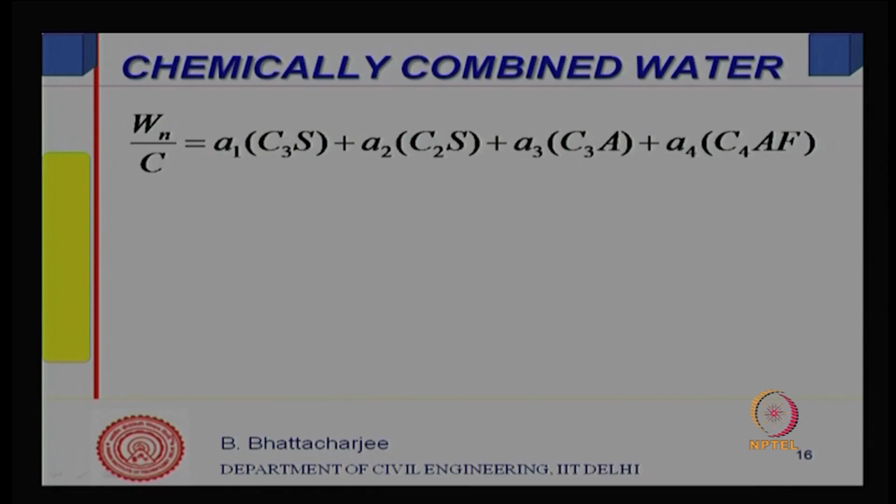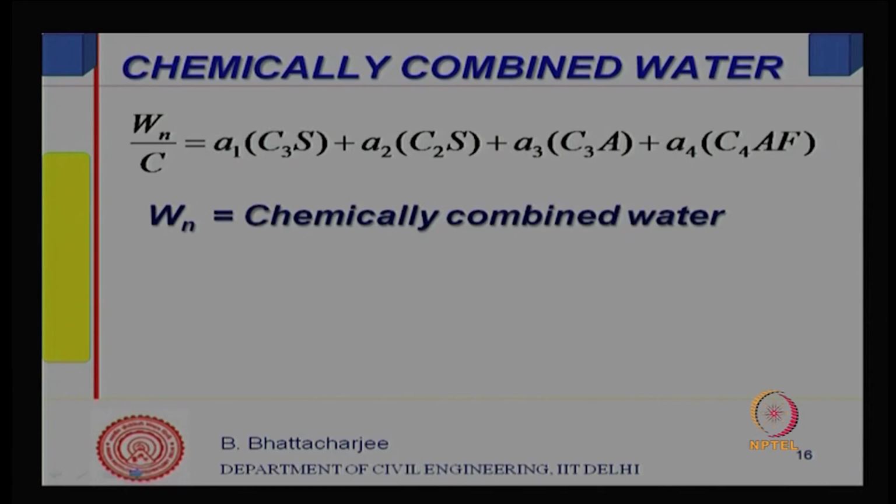Let us see how much is the chemically combined water. Now, to do that, people have done tests, experiments on individual compounds. So, if we want to find out the chemically combined water, we must know how much water C3S will require for full hydration, and how much water C2S requires for full hydration.